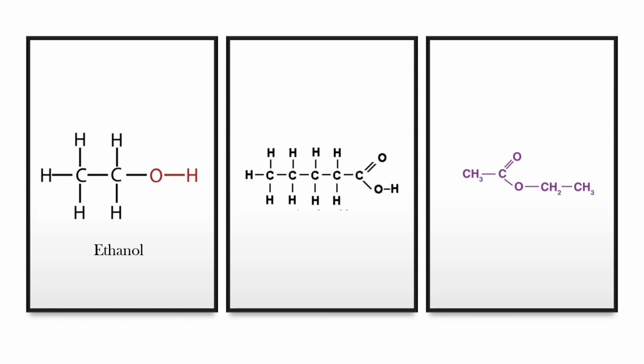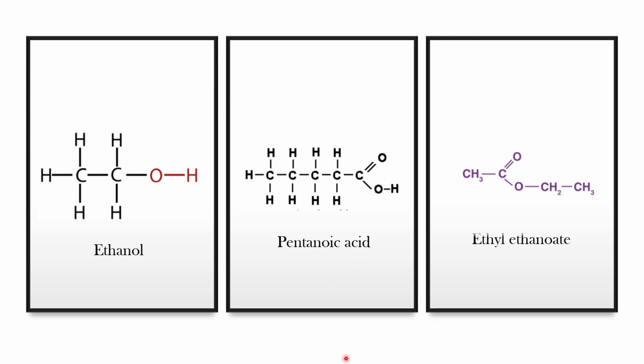The first one is an alcohol, since there's an OH. 1, 2, ethanol, because it's an alcohol. The next one, 1, 2, 3, 4, 5, pent. There's an OH and a double bond O, meaning a carboxylic acid. So it'll be pentanoic acid.